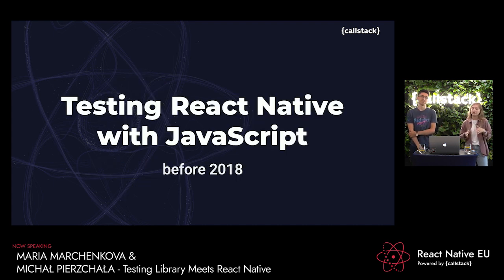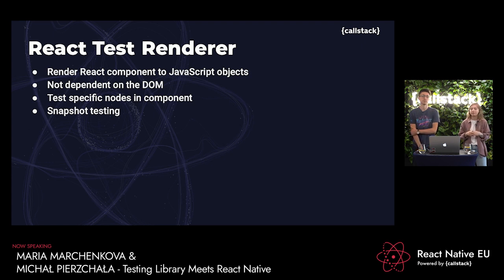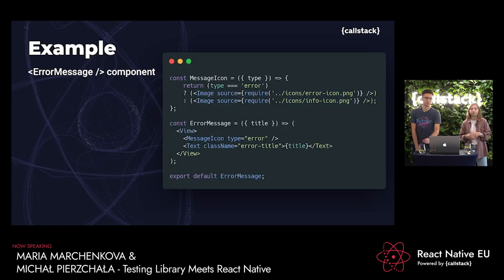Let's start with how testing of React Native components looked before 2018. We essentially had two ways of doing so, React Test Renderer and Enzyme. React Test Renderer allows us to transform React elements into plain JavaScript objects and perform queries on them. It doesn't use DOM to do so. Its API allows for traversing the React component. Paired with Jest, it's easy to generate snapshots out of the output.